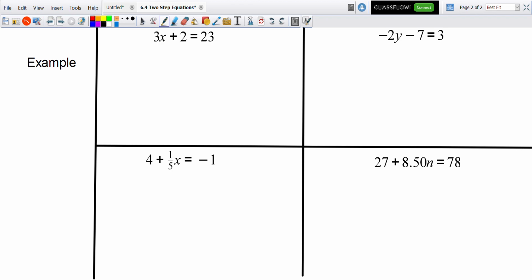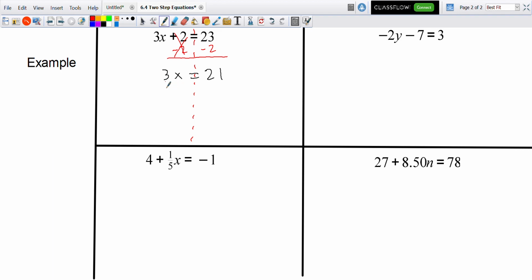Okay, I'm going to start by drawing my dotted line down the equal sign. My first step here should be to get rid of this positive 2. The opposite of plus 2 would be to subtract 2 from both sides. Positive 2 minus 2 cancel out, so it's just going to be a 3x here. And 23 minus 2 is 21.